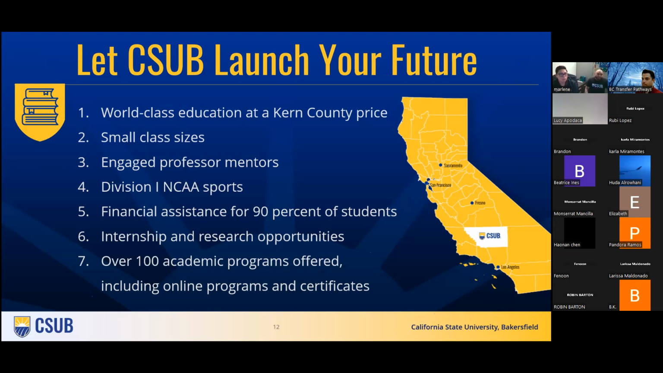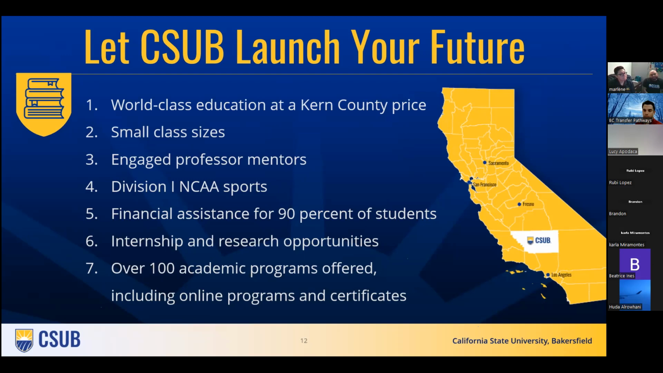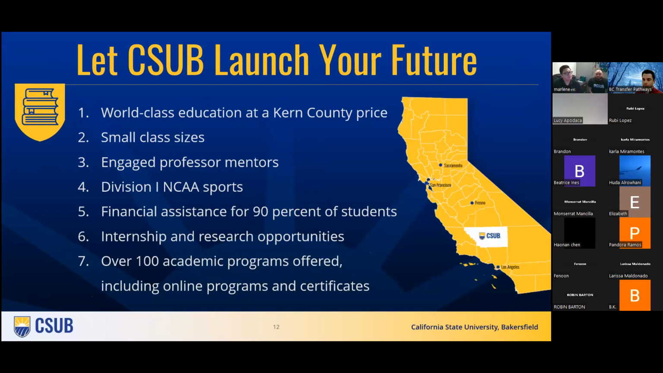Small class sizes is another big one. My personal experience is that class sizes are about 26, and then when people drop, it goes to about 20. So that puts me to point number 3, engaged professor mentors. If you have a question in class, you're going to be able to get your question answered that fast. But if you go to a bigger college where there's 100, 200 students in an auditorium, you won't be able to get your question answered, right? But at CSUB, you will, because it's smaller class sizes.